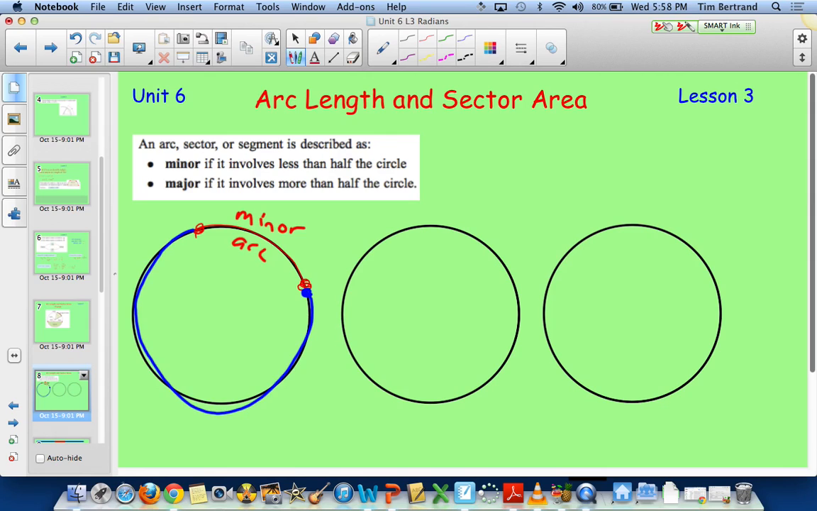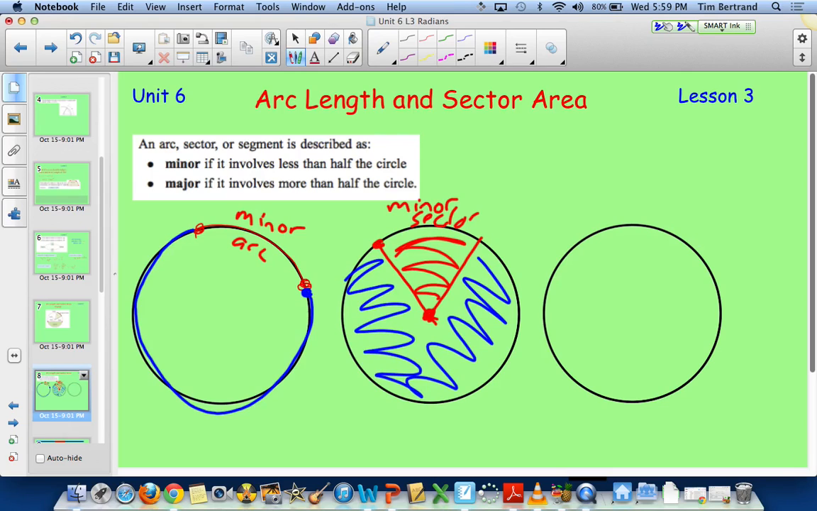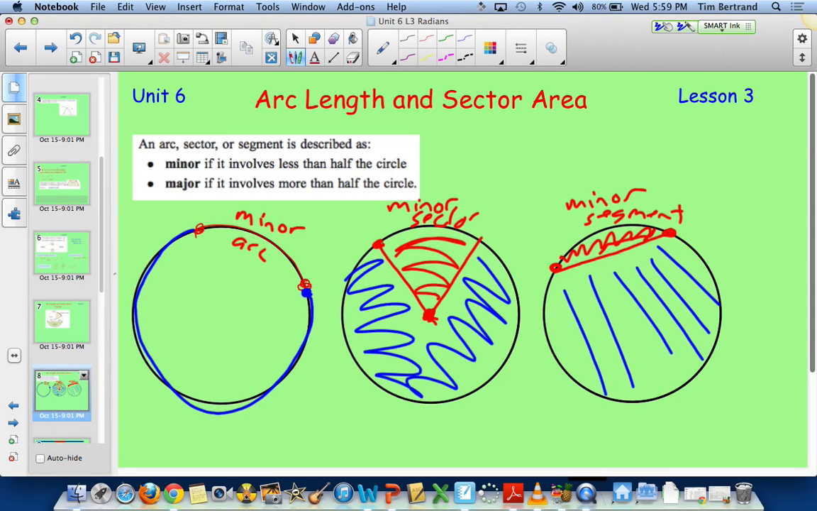Okay? If I were to look at a sector, okay, here's the center of the circle, right? So here's a sector, it's less than half, so that's the minor sector. And of course, that also makes a major sector. That's this piece. Okay? Last thing to do is to take 2 points and make a chord. Okay? This little red segment, right? There's our minor segment, and the other half, the big piece, the blue part, all right, there's our major segment, right? So all the blue parts are major pieces.